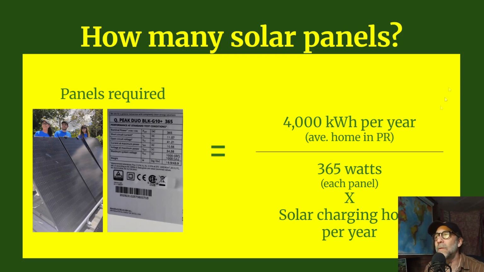Then we need to know how many watts is each panel. If you're shopping for solar panels, it will say how many watts it is. And if you already have the solar panels, as we did here, you can just look on the back and there'll be a sticker there. In this case, it's 365 watts.